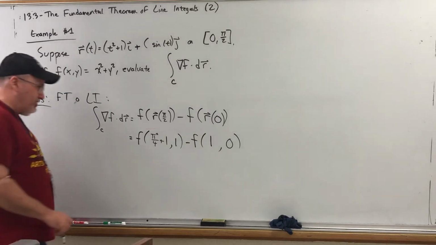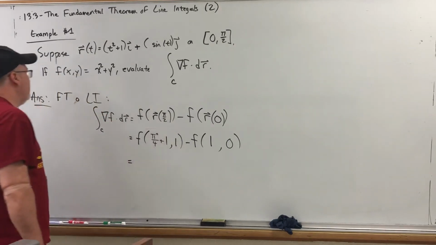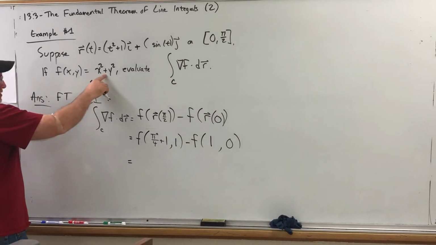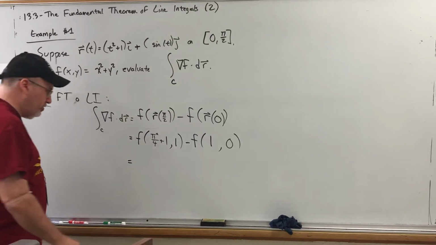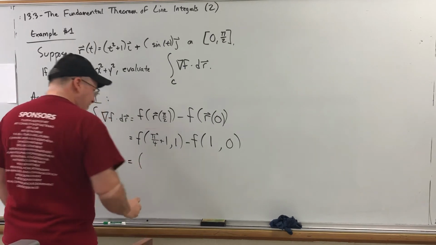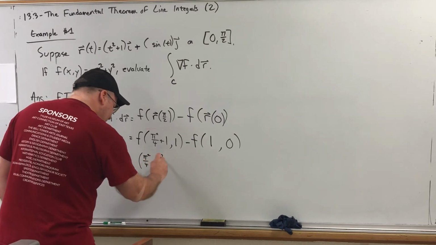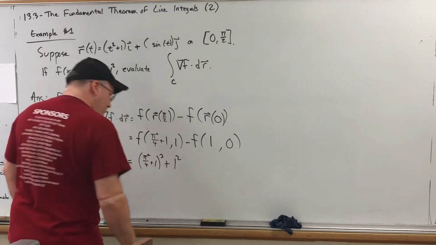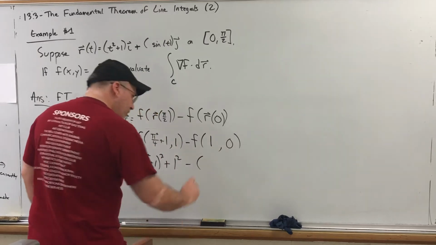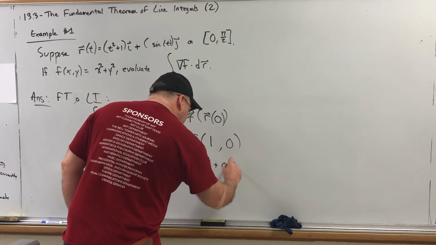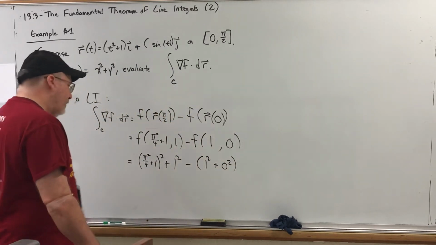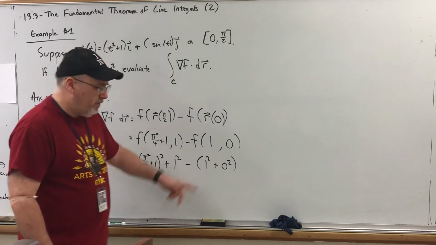All right, so now let's stick all these things into our f function. Our f function simply says take the sum of the squares of the inputs. So this is going to get fun. Take pi squared over 4 plus 1 and square that, plus 1 squared, minus 1 squared plus 0 squared. Well, the 1 squareds cancel.